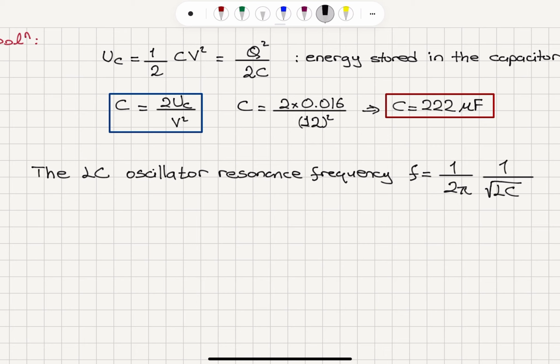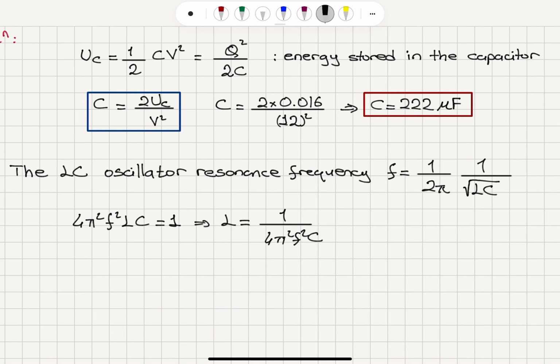So with that, we have 4 pi squared F squared LC is equal to 1, so that the inductance we need is 1 over 4 pi squared F squared C. And since the capacitance is twice the energy stored in the capacitor divided by voltage squared, that means the inductance is the voltage across the capacitor squared, divided by 8 pi squared F squared times the energy stored in the capacitor.